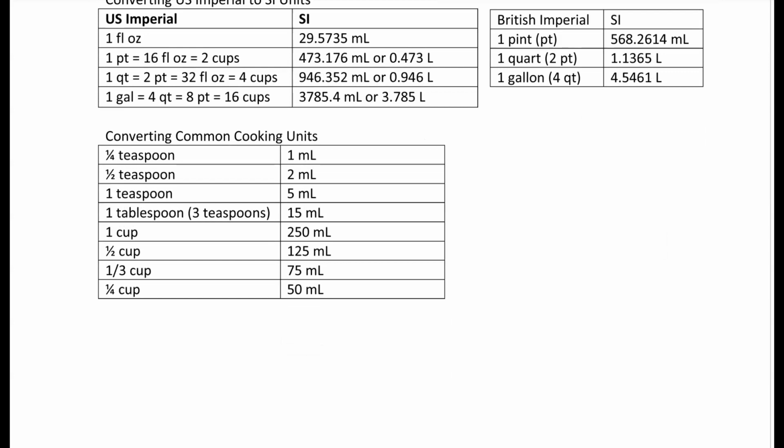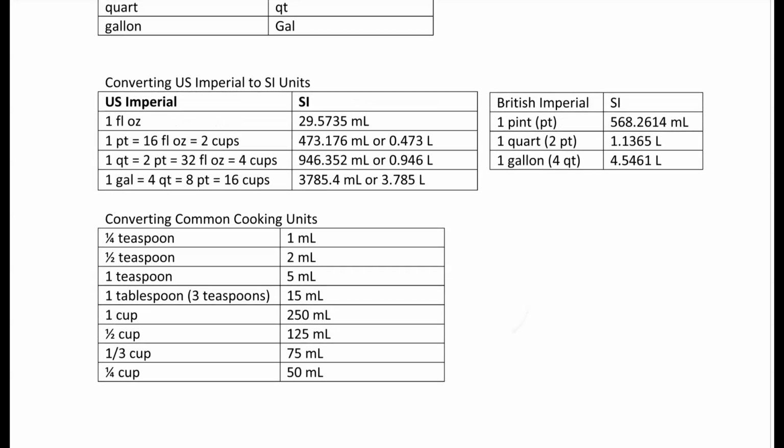Below that is converting common cooking units. If you're taking foods right now, this may be something that you've worked with before. If you've just worked in the kitchen and you've been baking, for example, using different teaspoons, tablespoons, cups, and so on, you might be familiar with this a little bit. But if not, we have the conversions here. So we're looking at teaspoons to milliliters, tablespoons to milliliters, cups to milliliters. So we have all the conversions laid out for us.